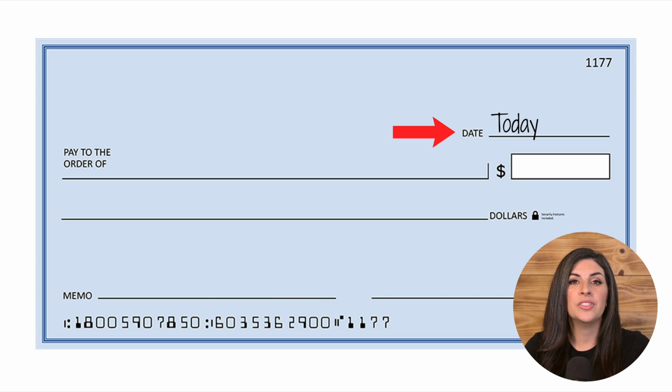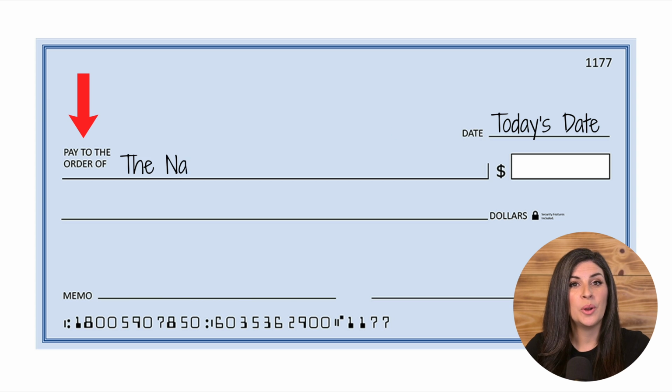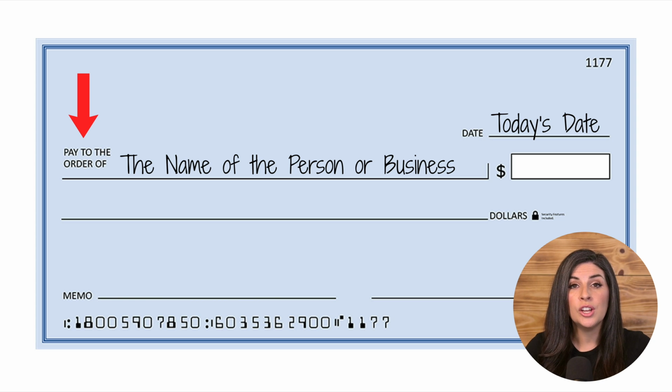This is where you'll write the date, the day the check was written. It should not be future dated, also known as post-dated. Most banks will cash a check on the day the person receives it, regardless of the date being in the future. This is where you write the name of the person or business that you're paying. This information needs to be accurate, so if you're not sure who to make the check out to, you need to ask.